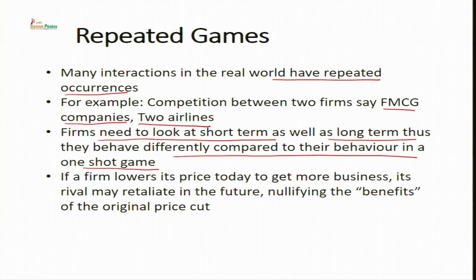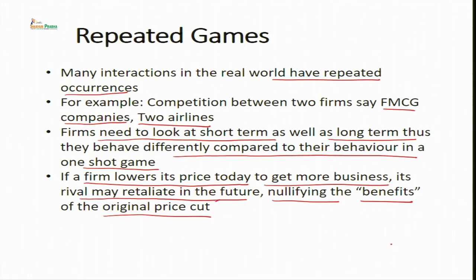Okay. So basically we can take one example: say two companies are competing on price, and suppose one firm lowers its price today to get more business. Clearly, if there are two firms and one firm lowers the price, almost all the business will get shifted to this firm. But the interaction is not ending there. Then the next year or the next quarter will come. Then the other rival firm may also retaliate in the future, and that may reduce the price to an even lower level. What will happen then? The benefits the first firm got by reducing the price will be nullified. So all the business will be shifted to the second firm.